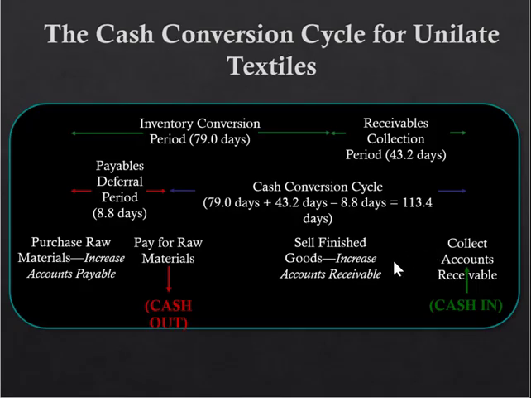We've got a model here which shows how Unilate works. You've got an inventory conversion period of 79 days. When we look at the purchase of raw materials and we pay for raw materials, that payables deferral period is only 8.8 days. So if we take a look at it, 79 days for us to get inventory out the door, and then it takes 43.2 days for us to get cash in. So we're able to defer payables for 8.8 days. Cash goes out at 8.8 days.